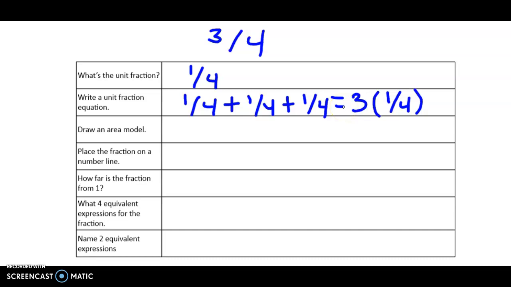Drawing an area model should be pretty straightforward. In this case, again, I'm using a rectangle. Rectangles are a really nice segue to the number line, which I'll ask below. So I partitioned it into 4 pieces. I am going to color 3 of those because each piece is worth 1/4, and 1/4 plus 1/4 plus 1/4 is 3/4.